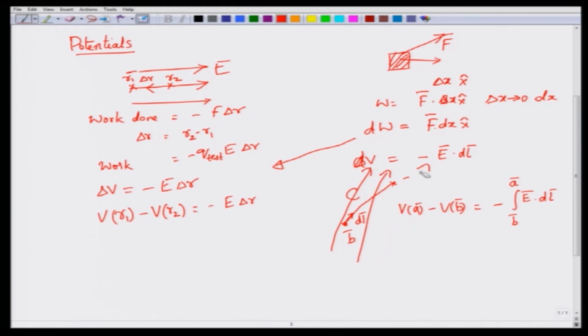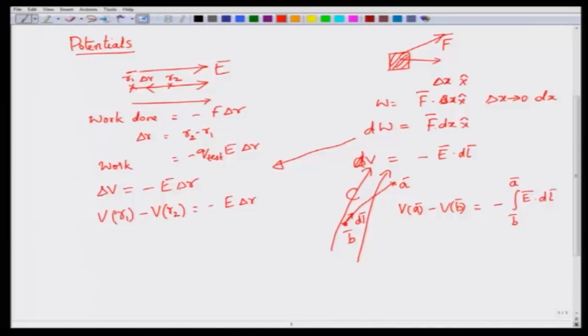The potential difference between the 2 points is given by the line integral of the electric field, which is a vector quantity, along a particular direction. Note that both the electric field as well as the line segment are vectors. So, you need to specify the direction of the path as well as the corresponding values of the electric field at each point in the path that you are taking.